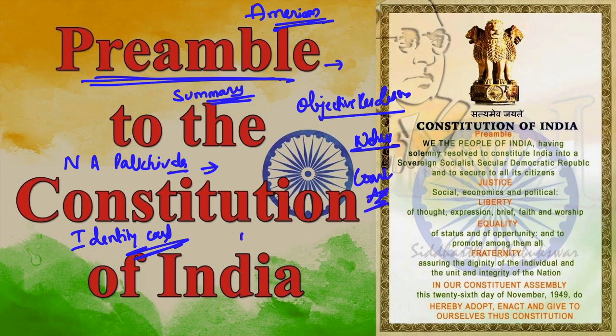The Constitution was amended in the 42nd Constitutional Amendment Act 1976. In this amendment, the preamble got three new words called socialist, secular, and integrity.